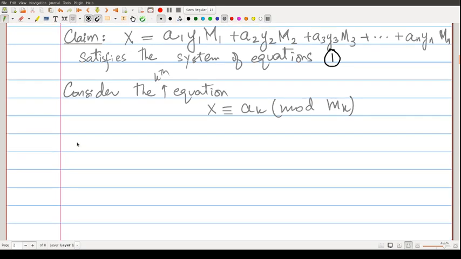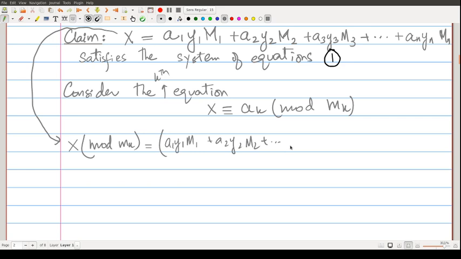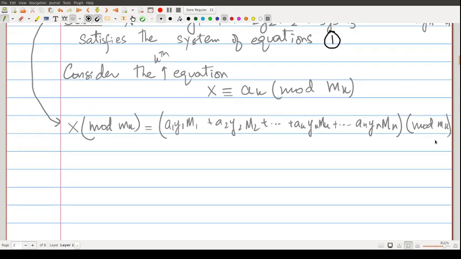So let's check. Let's find x mod small mk. I'm now talking about this x. We will have all of these terms: a1 y1 capital M1 plus a2 y2 capital M2 plus dot dot dot. Let's put an ak yk capital Mk here as well, so that we know we're referring to some term, and then up until an yn capital Mn. I want to take modulo small mk of this entire expression. Now notice that these are all capital Mks, right?